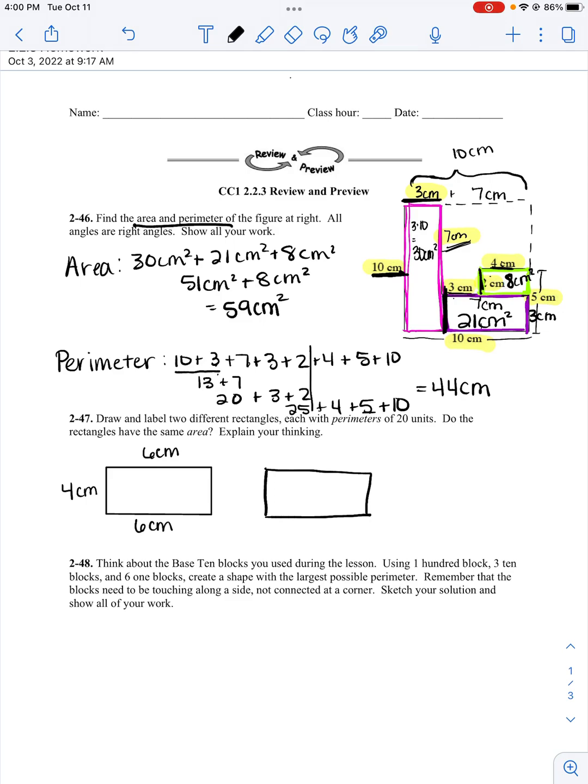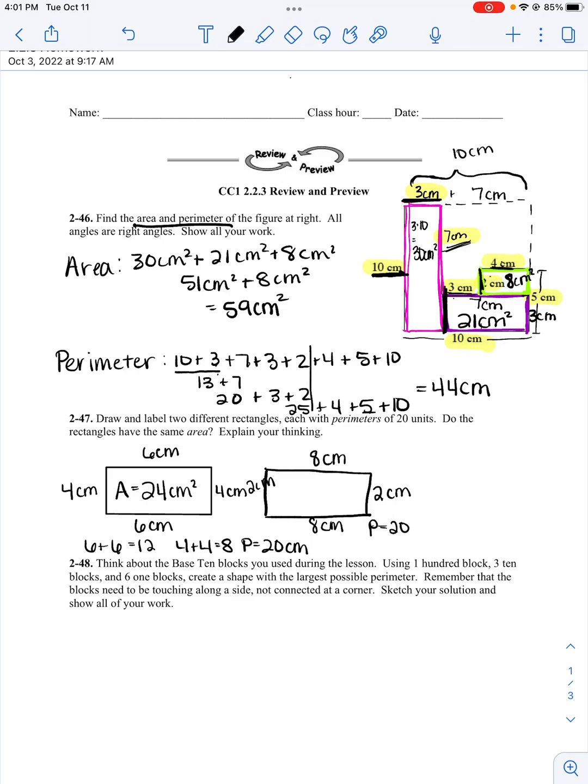And the reason I can do this is because I know that 6 plus 6 is 12. And 4 plus 4 is 8. And when I combine them, my perimeter is 20 centimeters. Well, my area is going to be 6 times 4, which is 24 centimeters squared. So now I need to find another one. What could I add together to equal 20? I'm going to try 8. 8 plus 8 is 16, which leaves 4 left over, which means I can do 2 and 2.